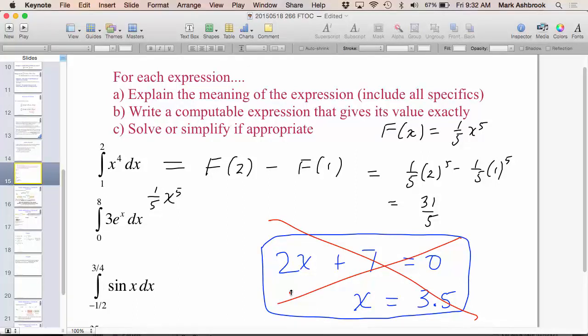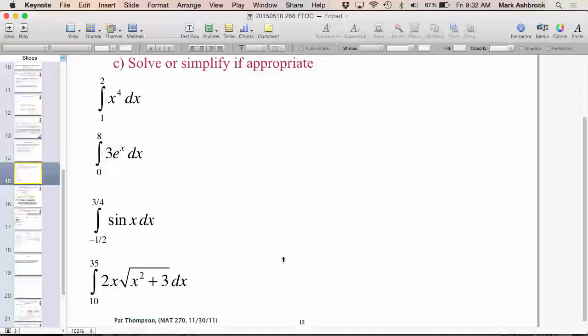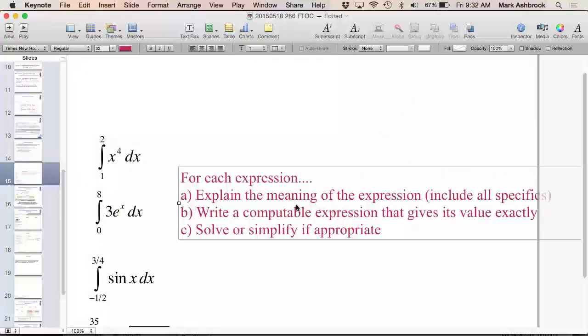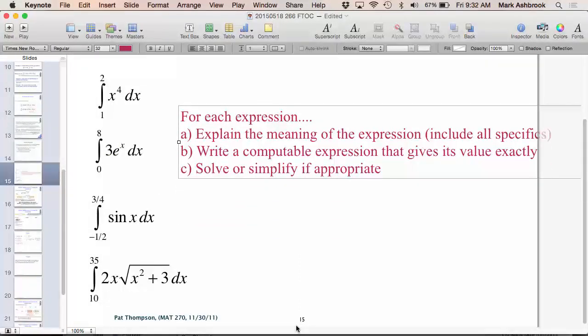All right. So now you've got some more practice to do here. I want you to do these three. Same three things. Explain the meaning of each expression. Do that first. Practice this. It's going to be repetitive, but we got to practice it.